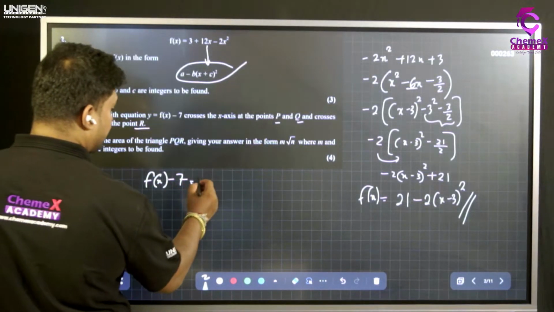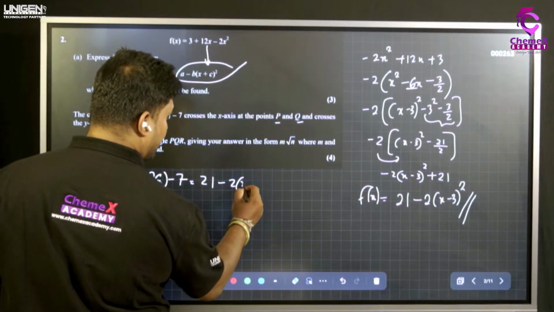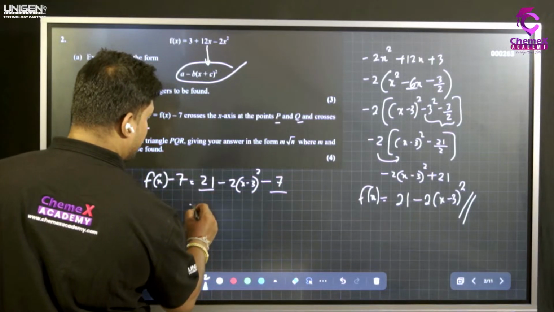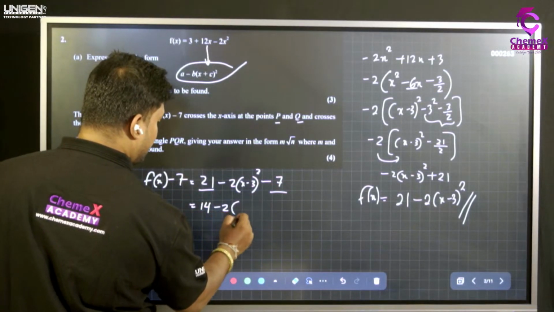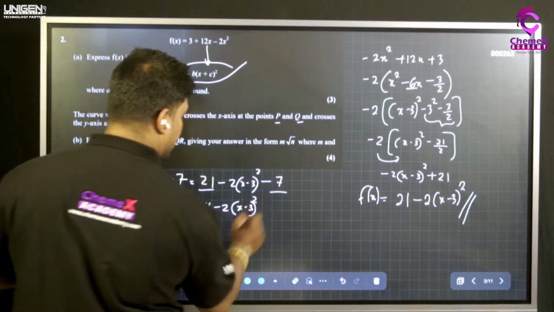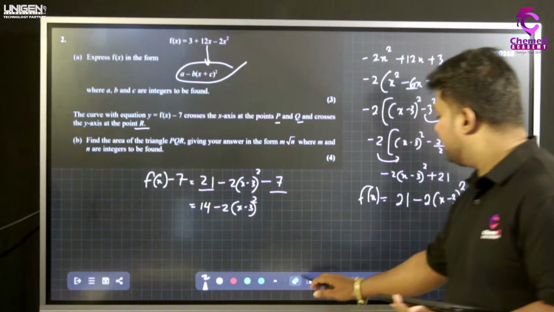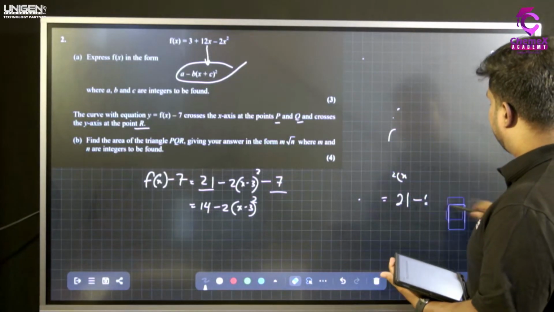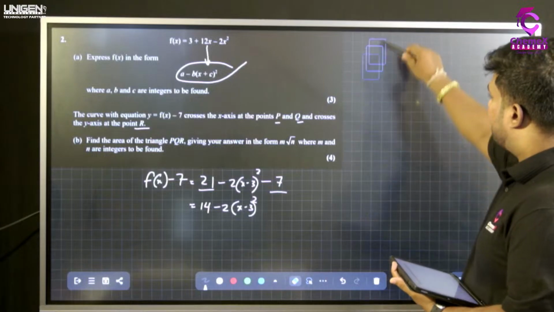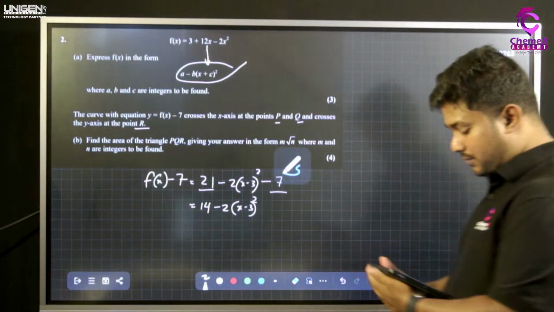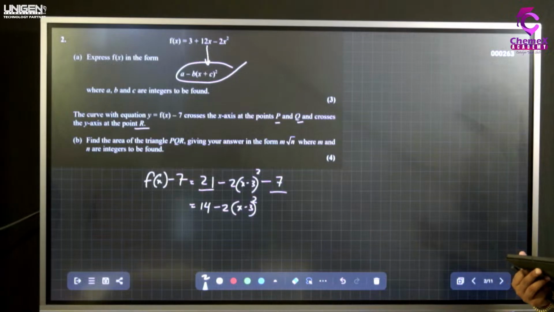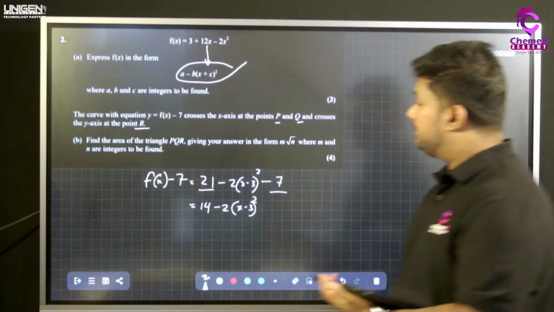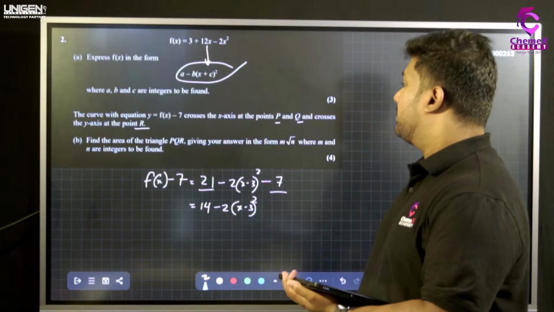That's going to be 21 minus 2 (x minus 3) squared minus 7. So this and this, if you subtract, it's going to be 14 minus 2 bracket x minus 3 squared. So that's the formula for f(x) minus 7. Now you have to think how to get the area of PQR. So it crosses the x-axis.